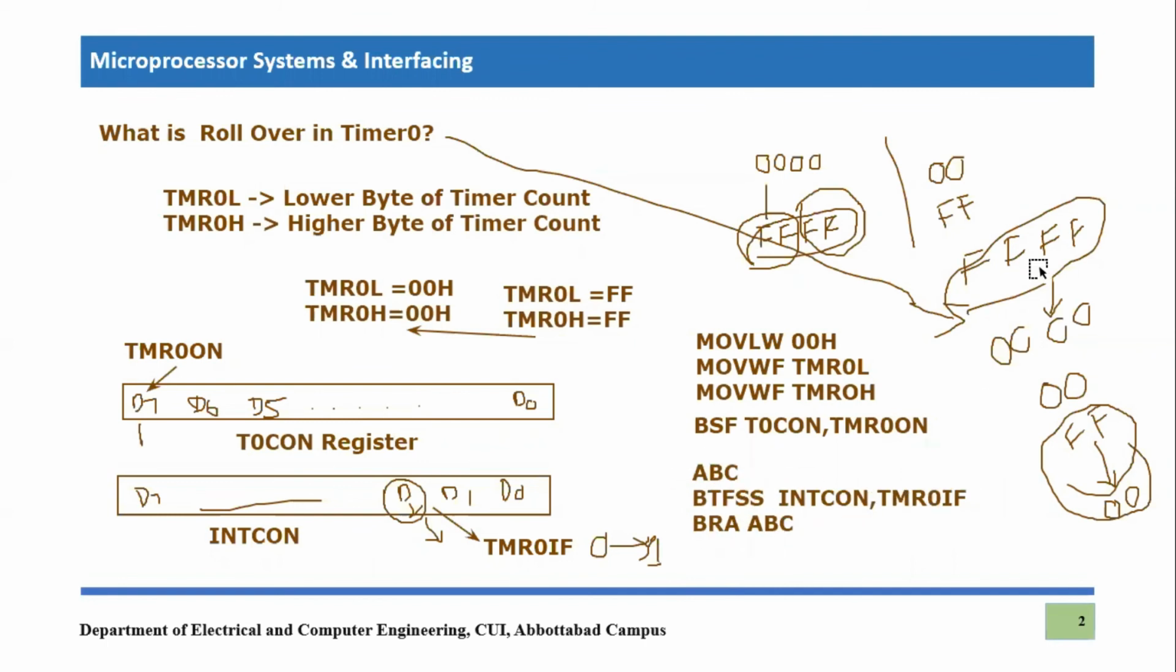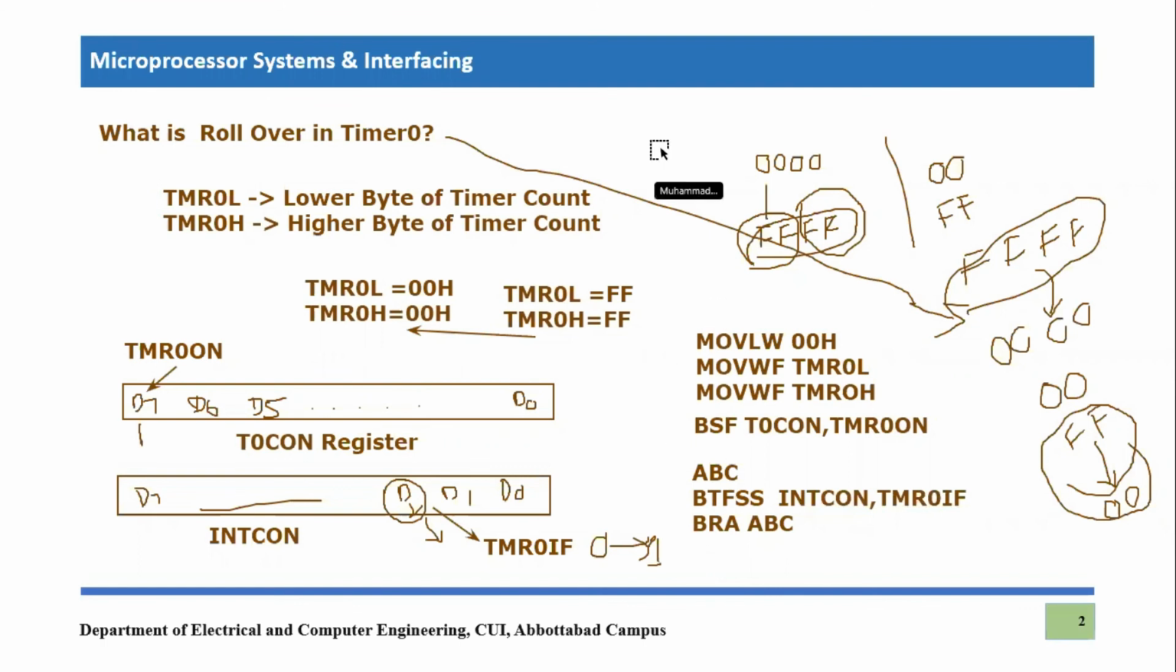So whenever this rollover happens, this Timer0IF will change from 0 to 1, right? So this IF will be 1. So this condition would be true, and we will skip this branch instruction and come out of the loop. I hope this point is clear. This is very important because it is a way to check whether our timer has completed its count or not.